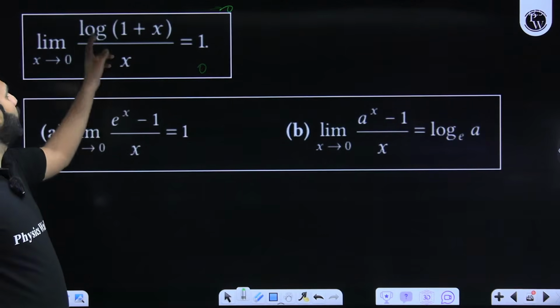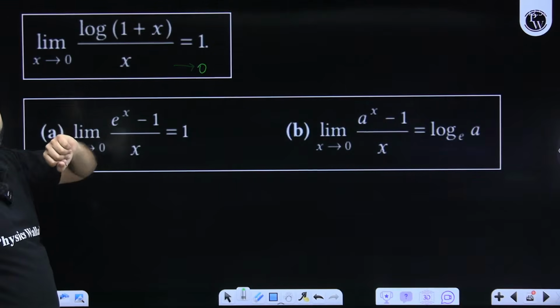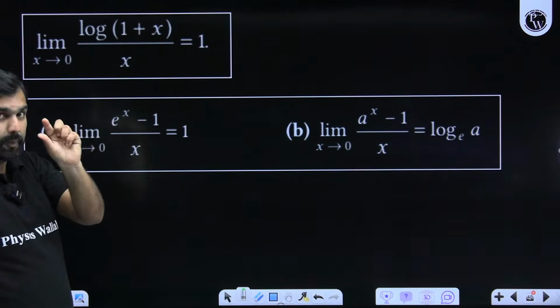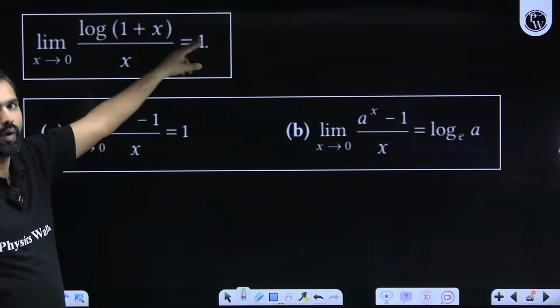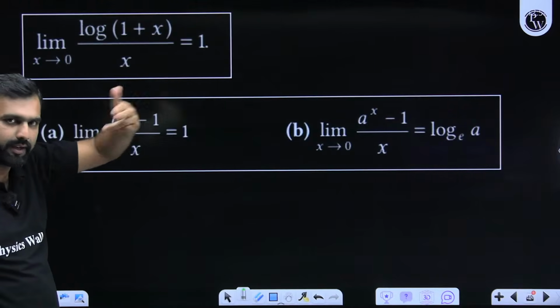This becomes a form log 1 plus 0 upon 0. This 0 and this 0 should be the same 0. I hope you're understanding my language. So with that, this also approaches 1. Are we clear on that? Can I move ahead with that?